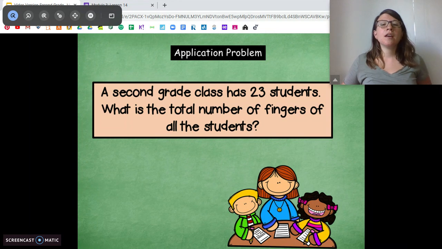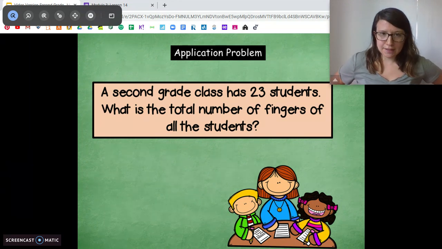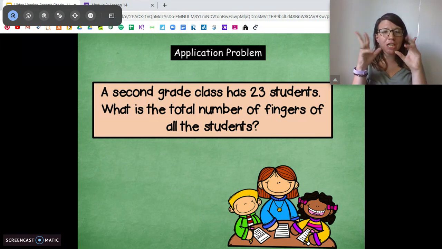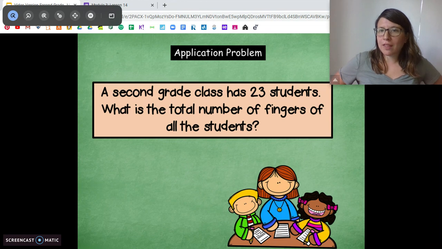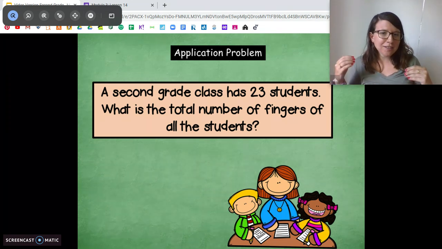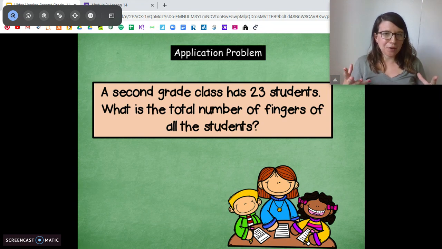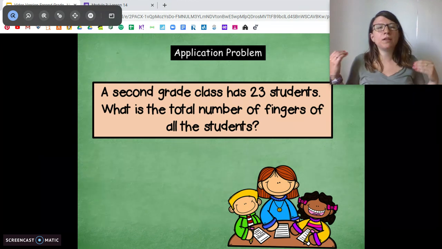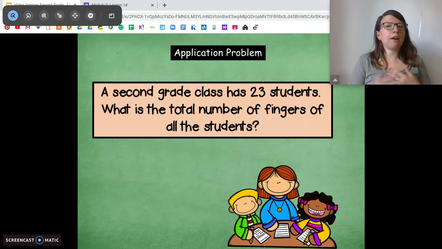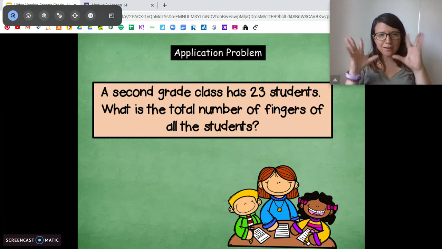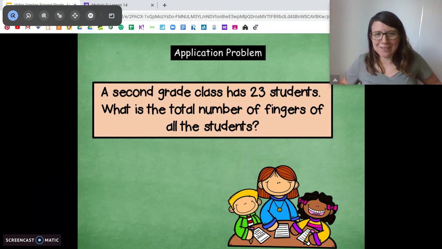All right, take out your paper and your pencil, and we're going to work through this problem together. Our application problem today says, a second grade class has 23 students. What is the total number of fingers of all the students? I want you to pause the video, turn and talk to someone at home about how we can solve this problem, and try it. Draw a picture, draw a number sentence, whatever makes sense to you. Assume that everybody has 10 fingers on their hands.